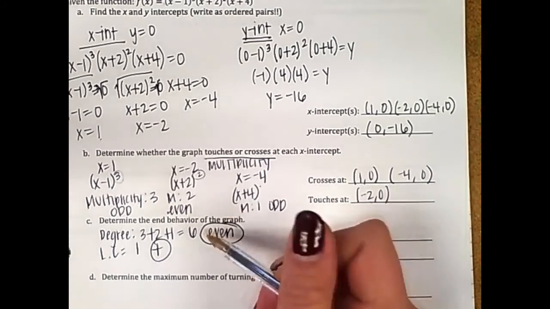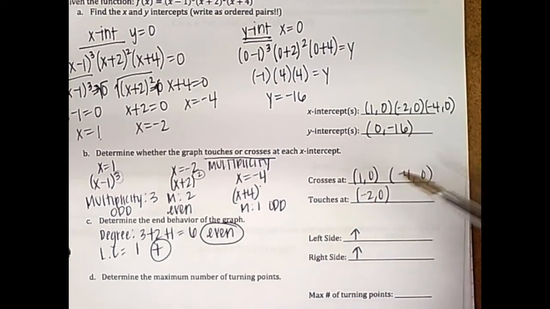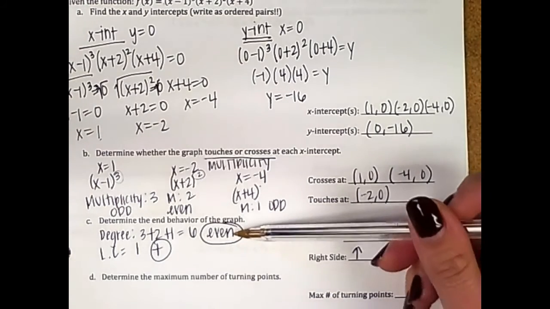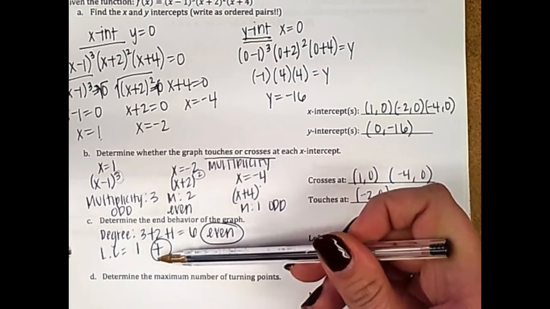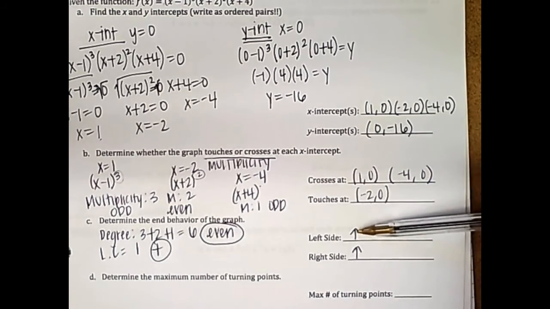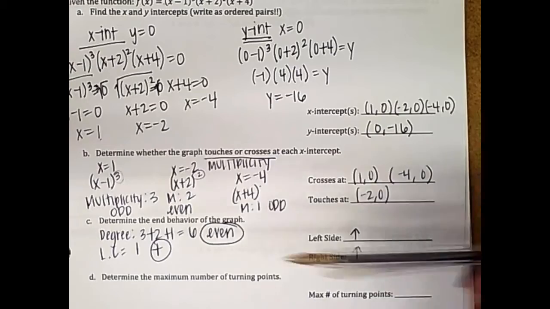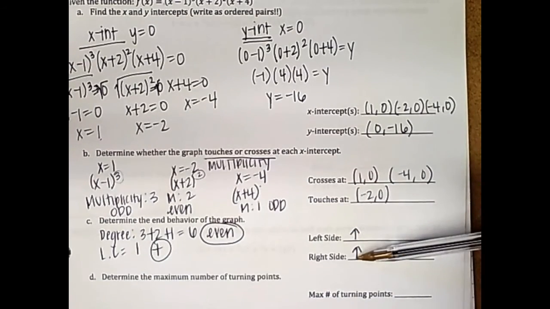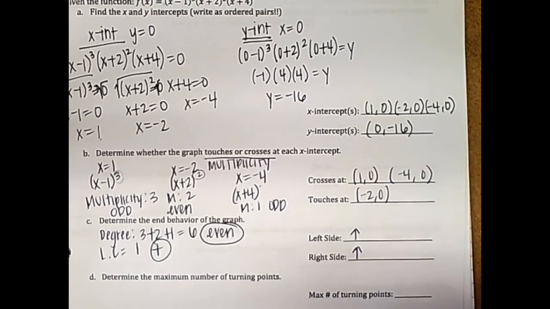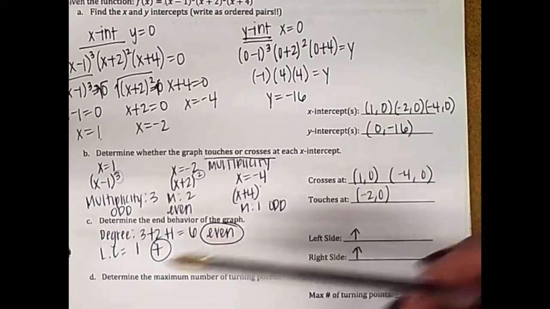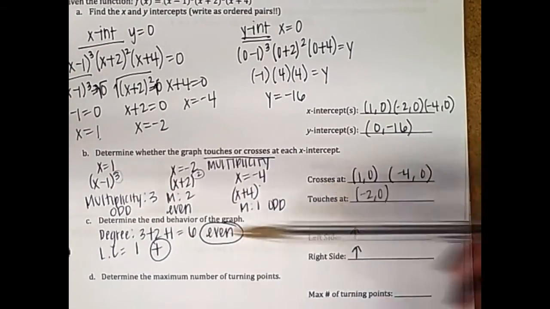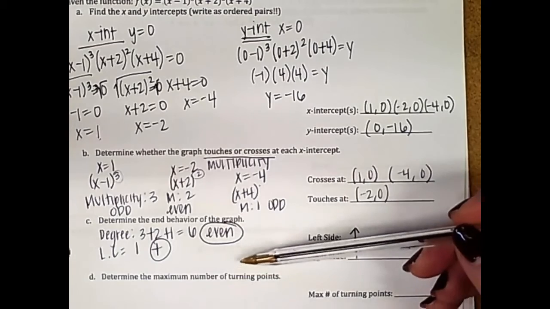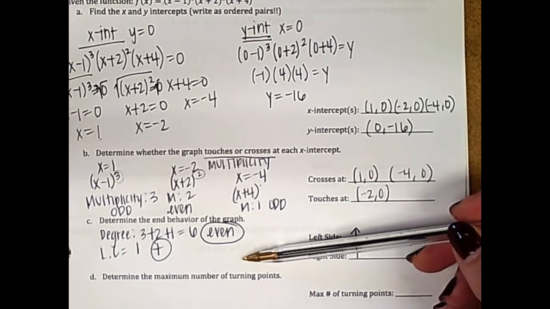So remember, you have different rules there. If it was even and negative, it would be decreasing and decreasing. If it's odd and positive, then it would be decreasing and increasing. If it was odd and negative, then it's just flipped. It would be increasing and decreasing. So again, it's another thing like the multiplicity. You have to memorize that when it's odd, it crosses, when it's even, it touches, and for this, you probably have to have memorized the end behaviors.